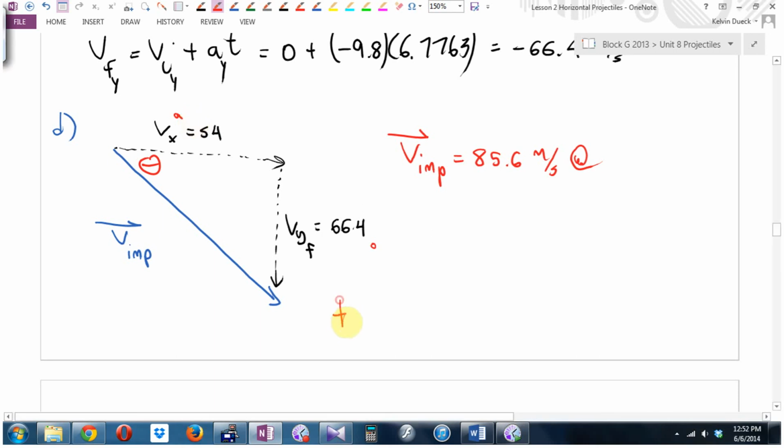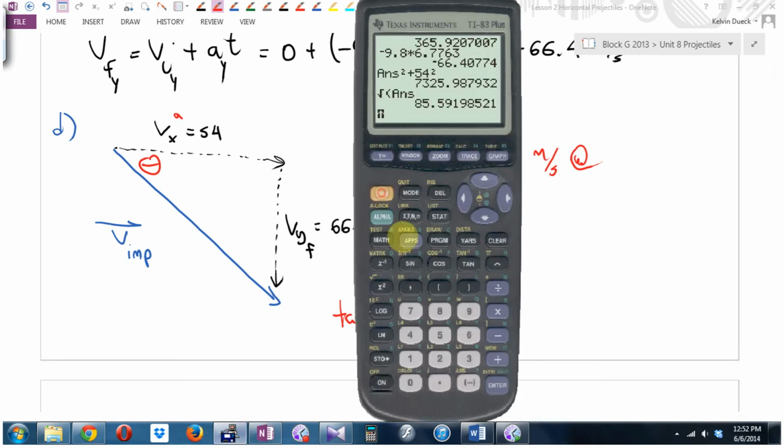So tan theta equals 66.4 over 54. By the way, it's going to be close to 45 degrees because 66 and 54 are roughly the same size. If I get something like 21 degrees or 88 degrees, I've screwed up. Shift tan of 66.4 opposite over adjacent. Do you get 51 degrees?